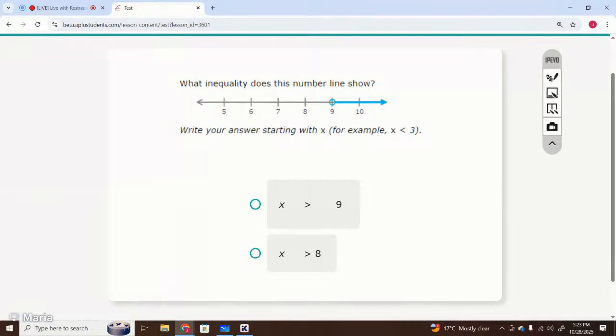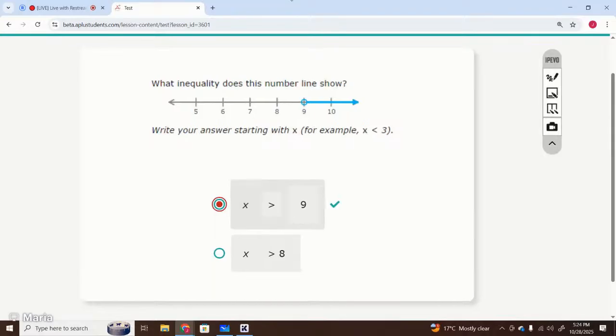What inequality does the number line show? So we have an open circle at 9. So that means 9 is not the solution. And the arrow is pointing on the right hand side, so it is greater. So x is greater than 9. Option number.